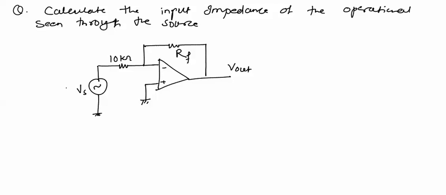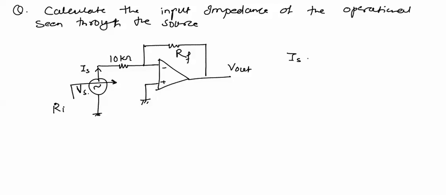We have to calculate the input impedance seen through the source Vs. This input impedance is to be calculated. We know that the input impedance of an operational amplifier is very high and it is already considered as infinite. But here in this example, we are asked to calculate input impedance seen through this source Vs. The input impedance can be calculated as the ratio of voltage applied by the current supplied by this voltage source. This will be the input impedance of this operational amplifier seen through the source Vs.